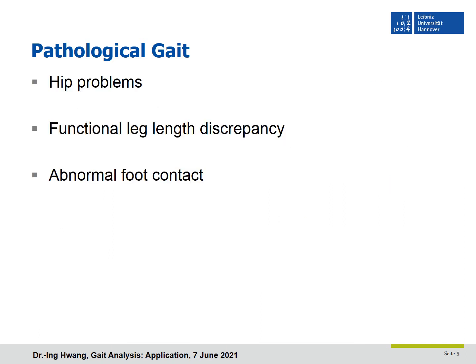There are various types of pathological gait. In this seminar, I will show three categories frequently observed: hip problem, functional leg length discrepancy, and abnormal foot contact.